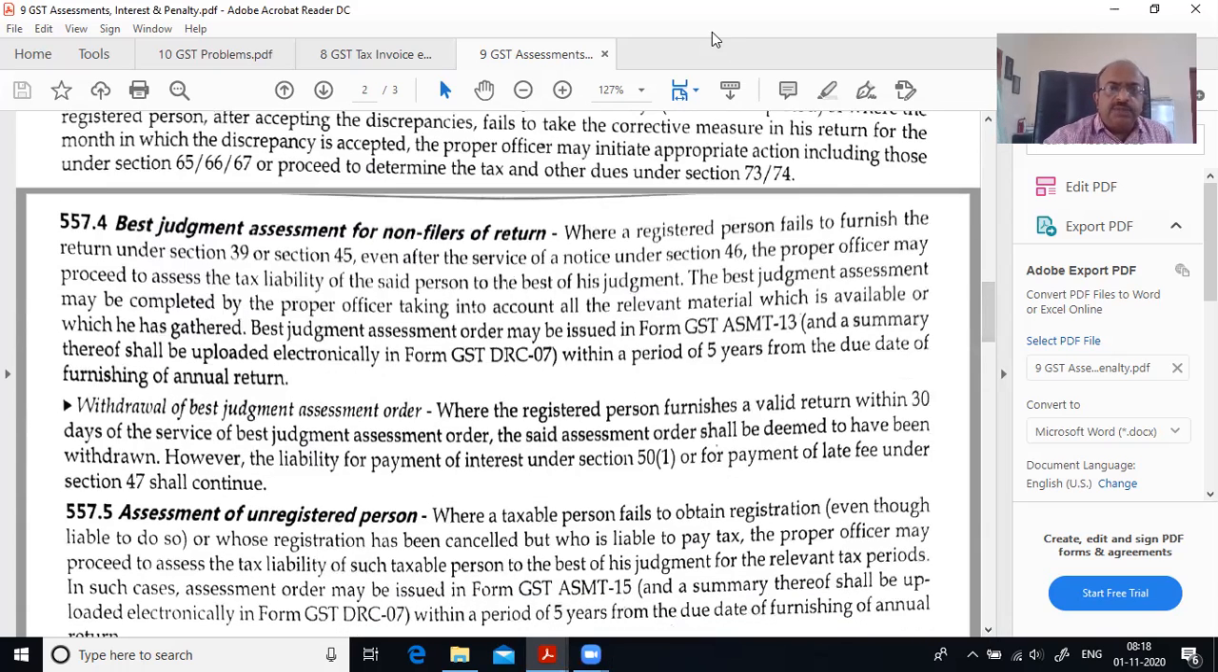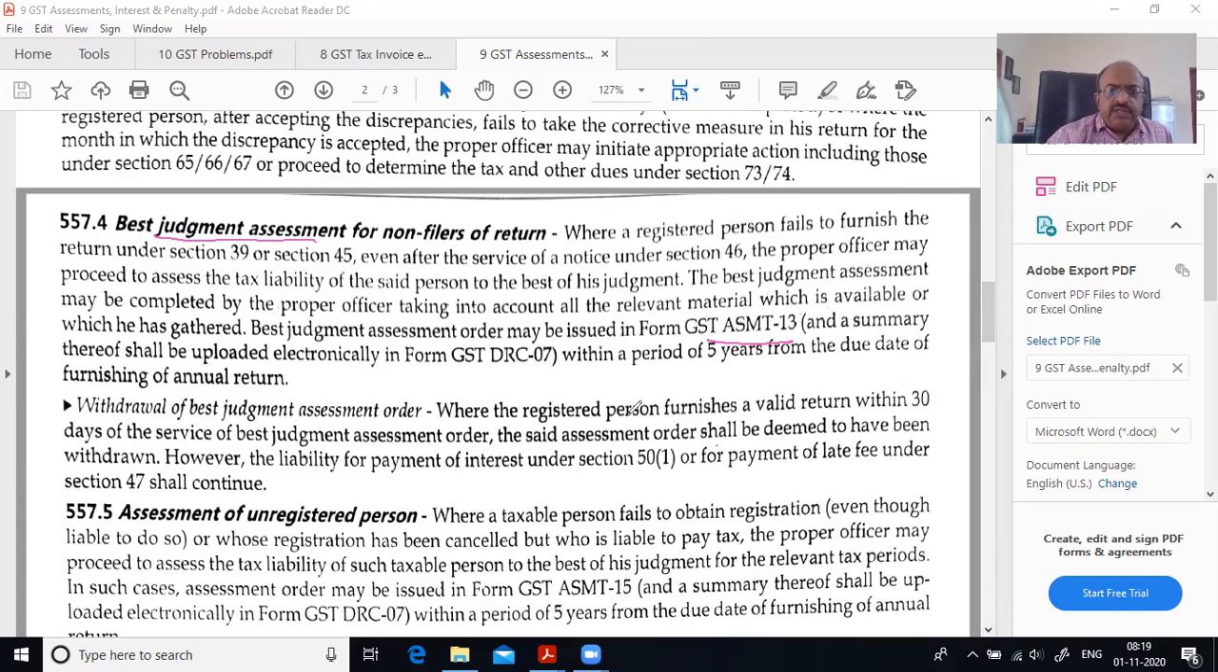Now for non-filers, what happens? Something called best judgment. He will try to inform them, please file the return. If they are not filing it, then he will do a best judgment. Best judgment assessment may be completed by the proper officer with the data available. He will do a best judgment in form ASMT 13.